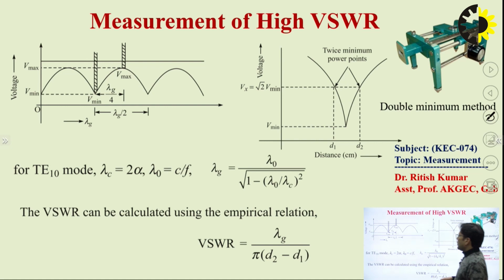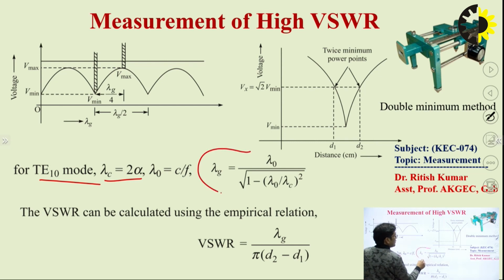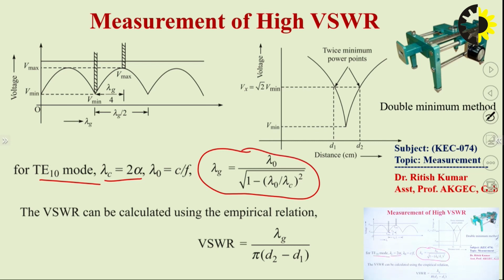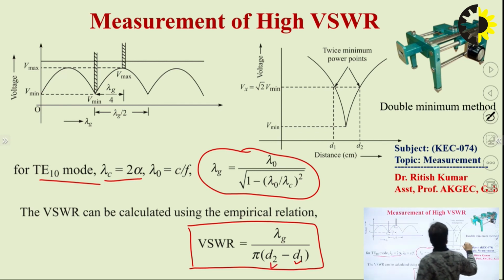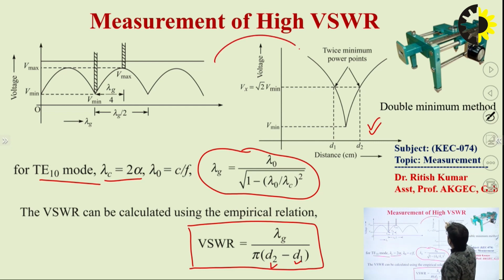So here you can see for the T10 mode, the cutoff wavelength is always 2a, or 2 alpha we can say, and the guided wavelength is lambda naught divided by the square root of 1 minus lambda naught divided by lambda c, whole square. But this is an empirical formula of VSWR. So d1 and d2 we know by looking at this graph. This is nothing but a zoomed version of it, right.